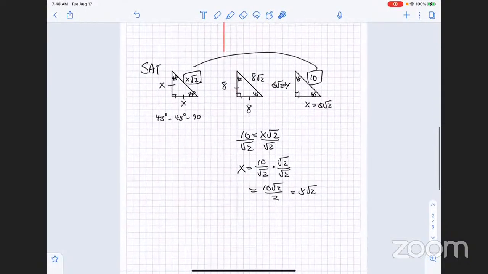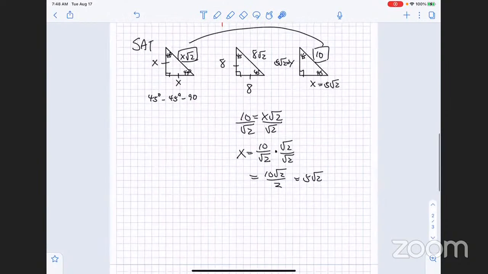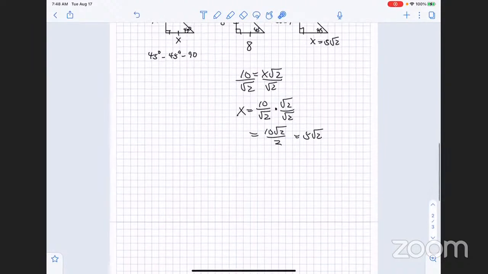Why do we talk about this? Because this is related to the unit circle, and it's also related to the SAT. It could help your SAT score by about 20 points, because a lot of the time you're going to have a 45, 45, 90 triangle, or a 30, 60, 90 triangle. It's one of the big topics.